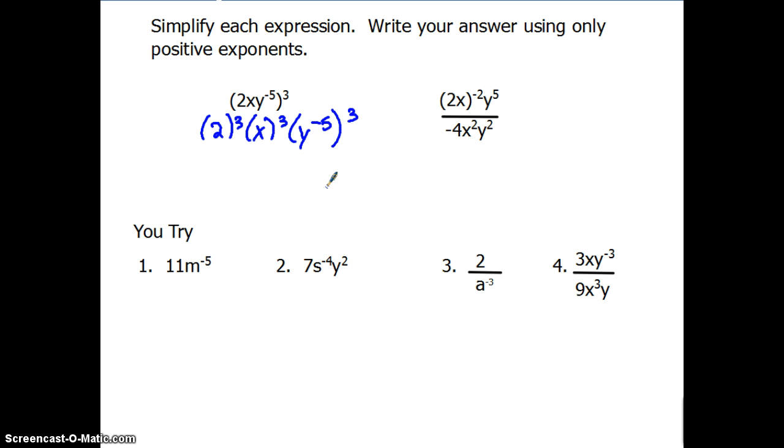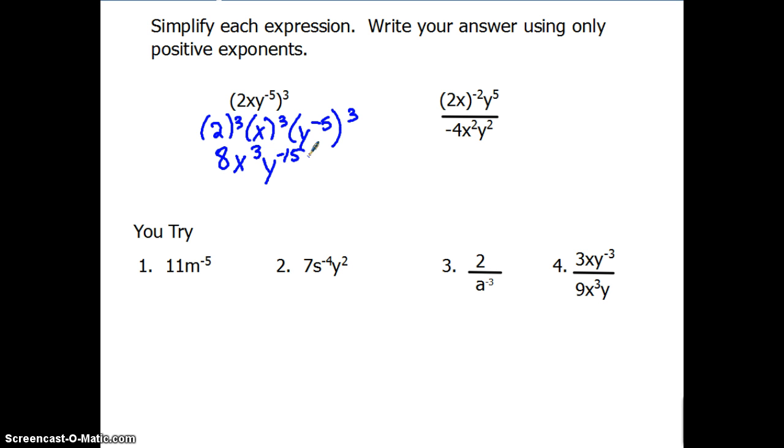Alright, 2 to the 3rd power, 2 times 2 times 2 is 8. X to the 3rd power is going to be x to the 3rd. Alright, and then with this last part, I have a power to a power. Y to the negative 5th to the 3rd. If I multiply those exponents, I'm going to get y to the negative 15th. Alright, again, power to a power, we multiply the exponents.